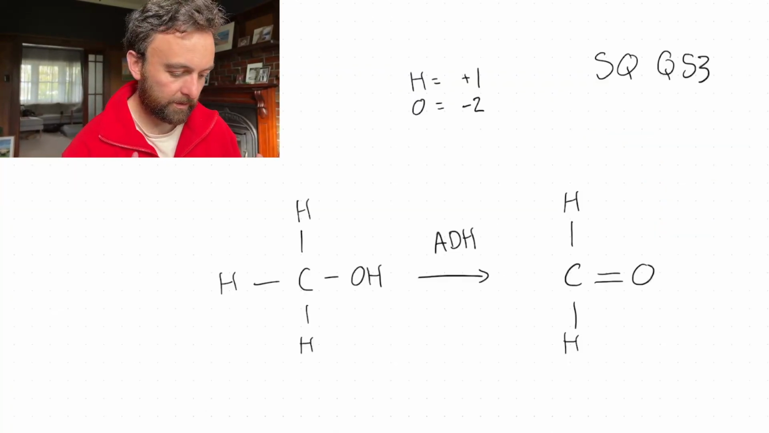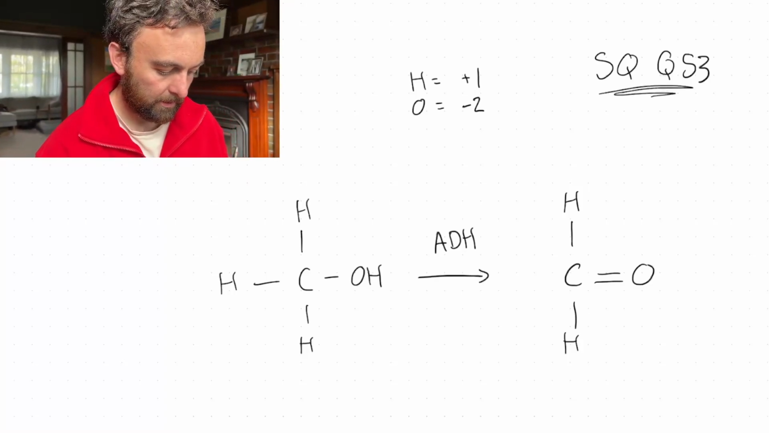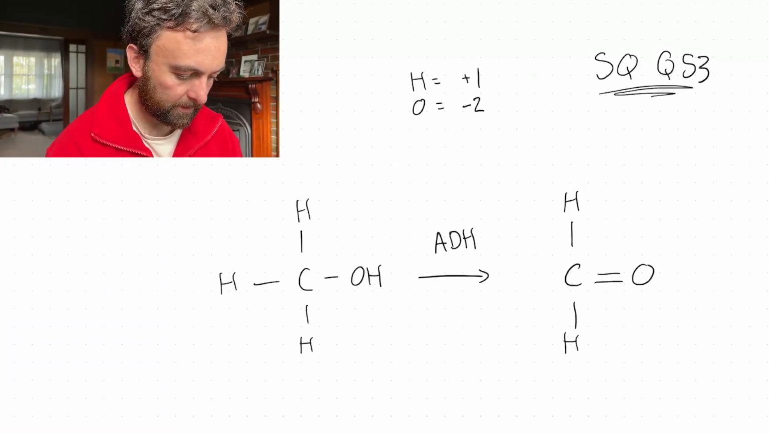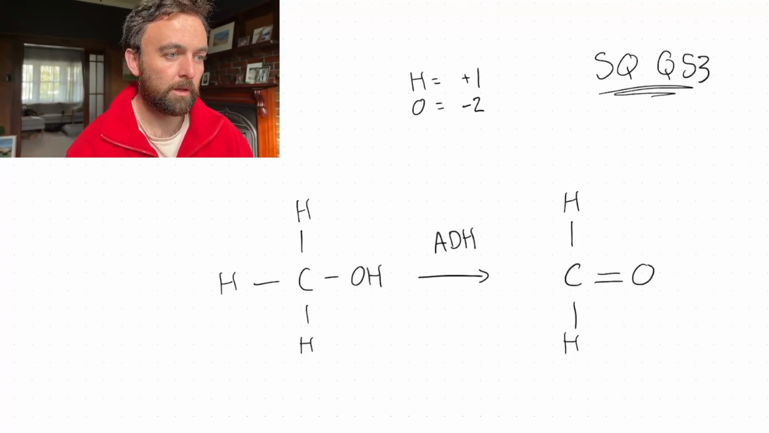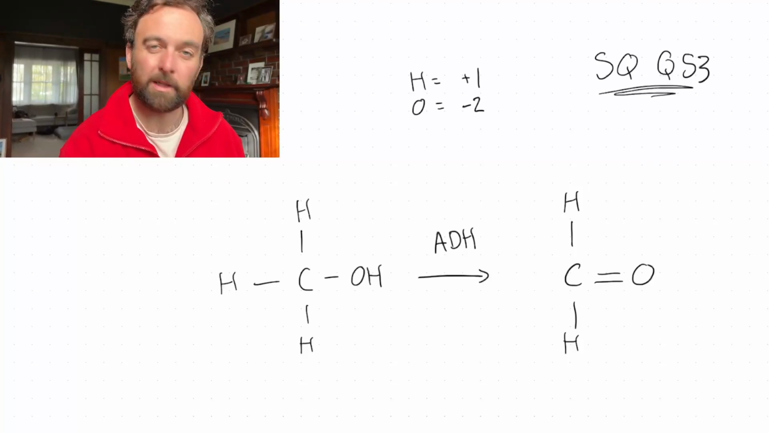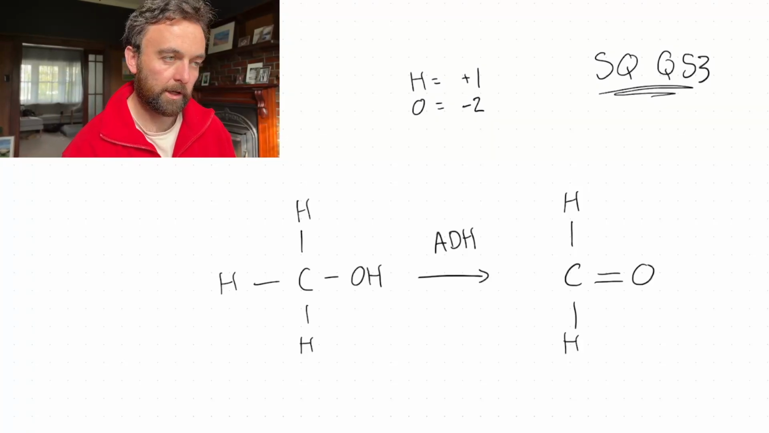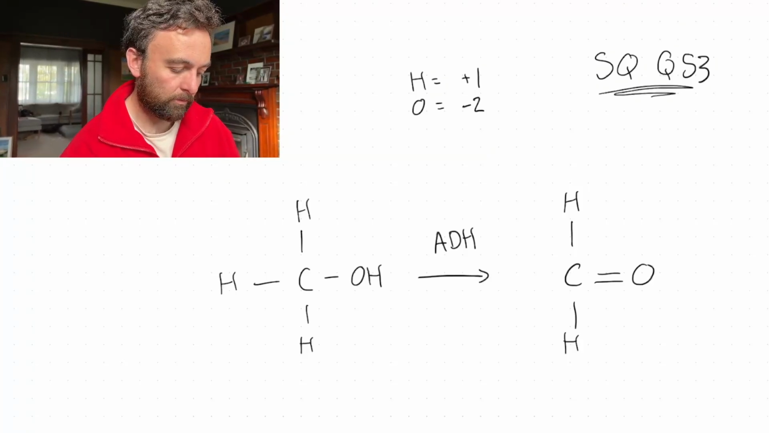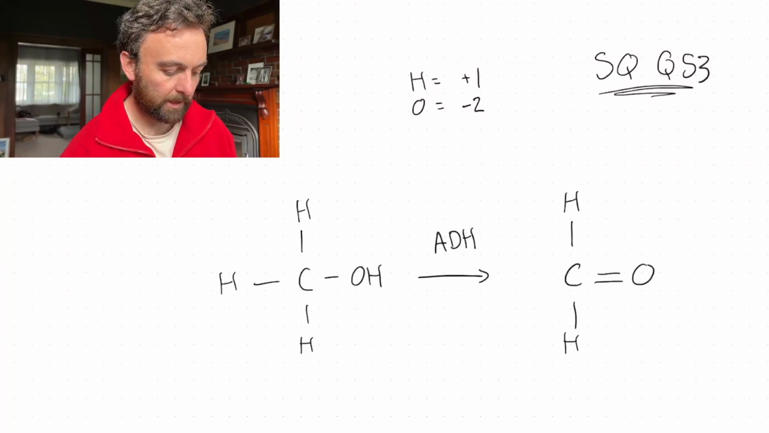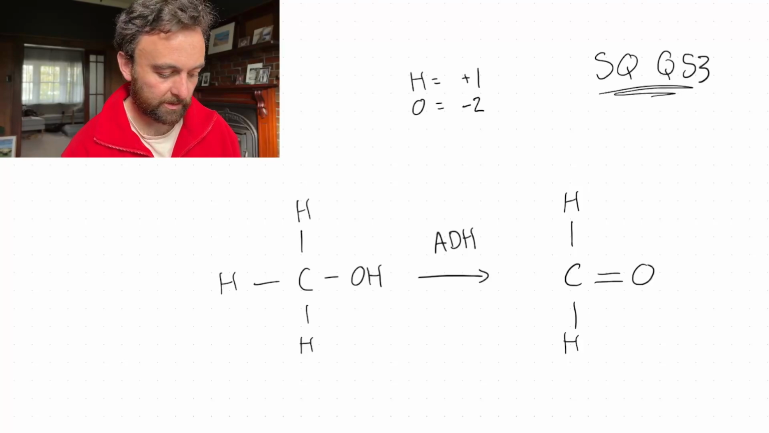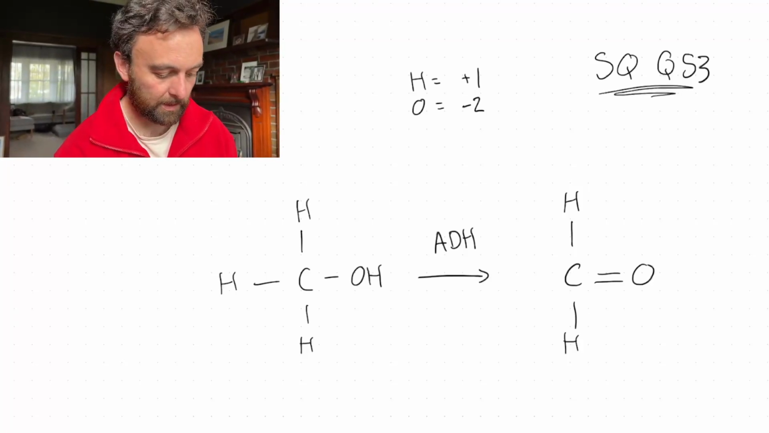Okay, so this is question 53 from the sample questions booklet. I've written it up there in shorthand form. Remember that the hydrogen is +1 and the oxygen is -2. Now, you need to interpret a few things in the text, but hopefully what you can uncover is that we have an alcohol, the thing on the left. I've just drawn methanol, and then it reacts with ADH, which is just an enzyme, and it becomes methanal. So it becomes an aldehyde.